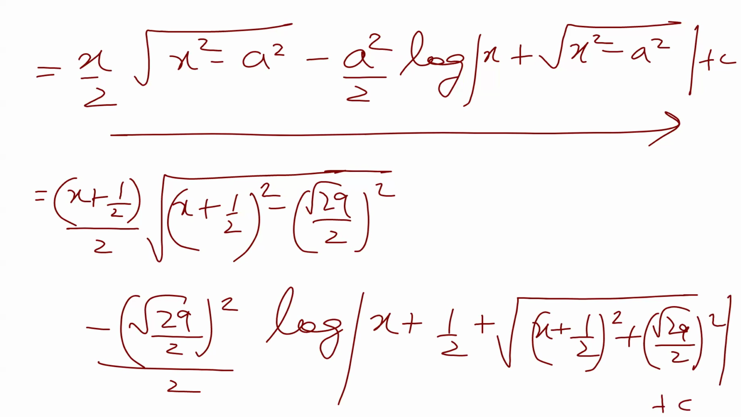Now we'll take one term and try to simplify. Look at this term: this is 2x plus 1 upon 2 the whole upon 2. So these two terms will get multiplied. This will be 2x plus 1 upon 4. The first term will be 2x plus 1 upon 4.